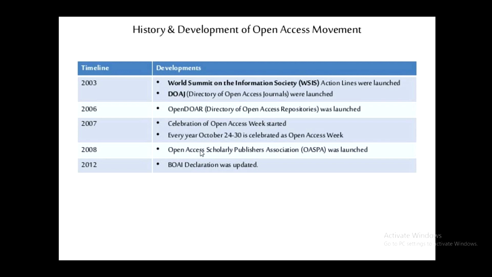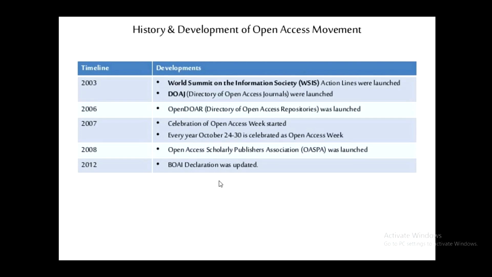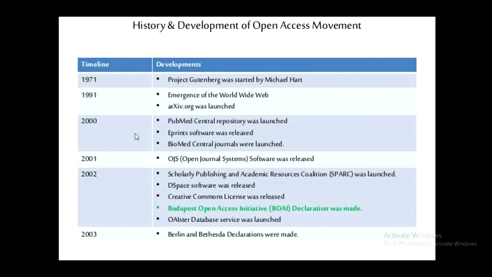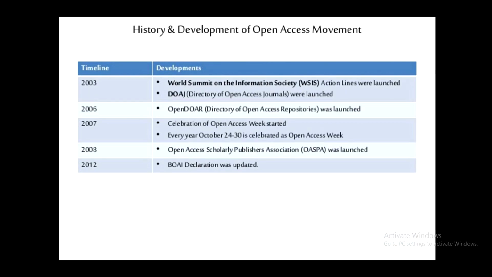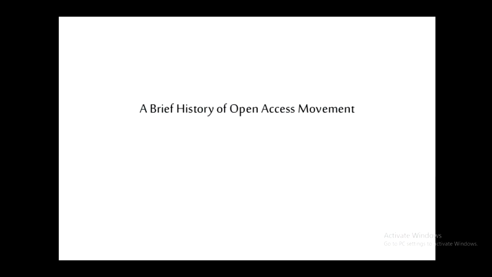In 2008, the Open Access Scholarly Publishers Association, called OASPA, was launched. In 2012, the BOAI declaration, the Budapest Open Access Initiative, was updated. So these are the timeline of the development of the open access movement, right from 1991 and 2000 till 2012. We'll discuss these things in detail in the next slide.